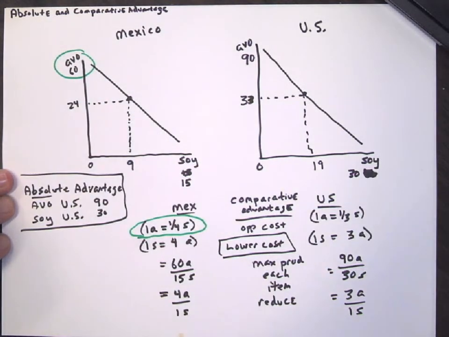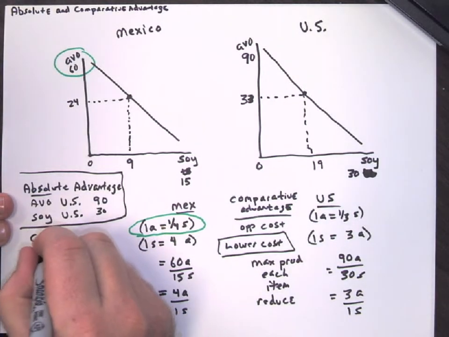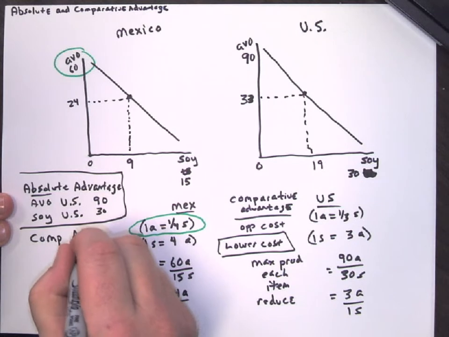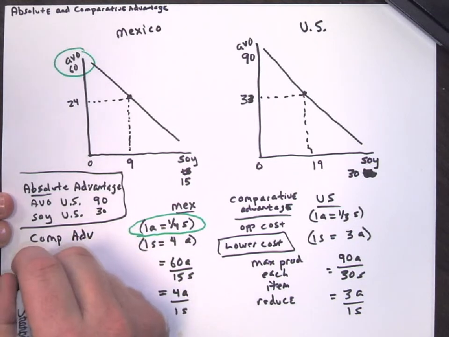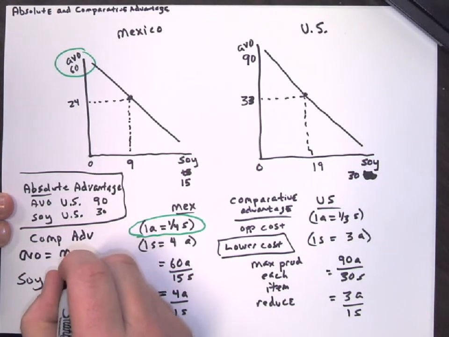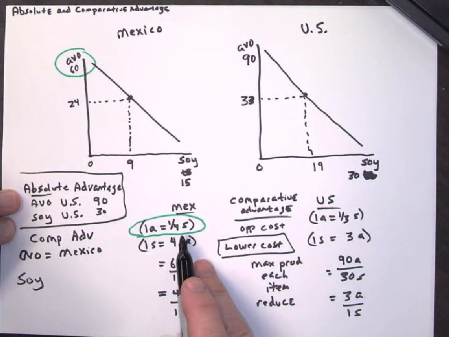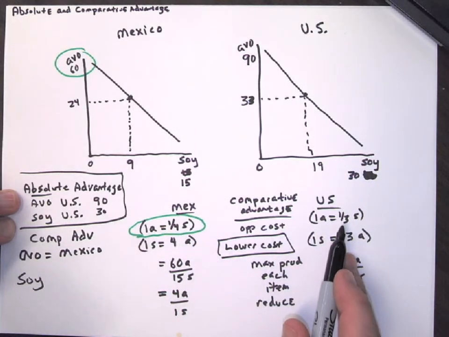They have comparative advantage. So when it comes to comparative advantage in terms of avocado or soy, avocado is going to be Mexico because they can produce it at a lower cost than the United States in terms of producing soybean.